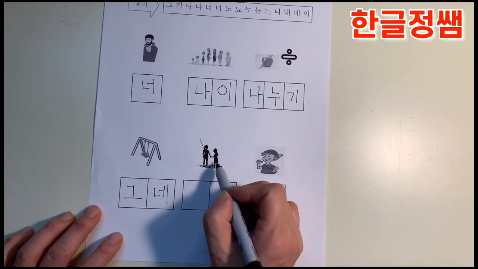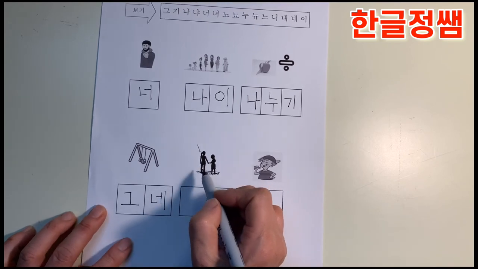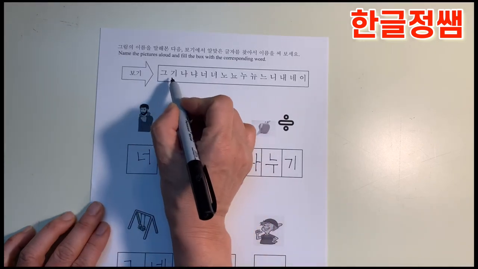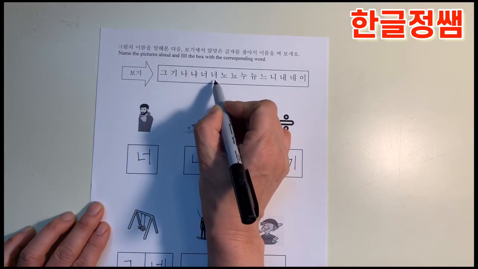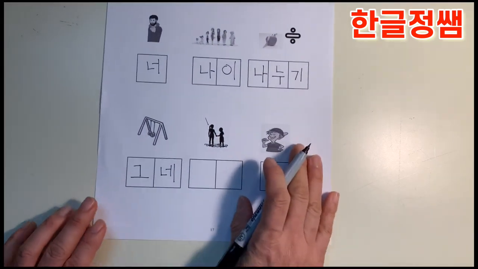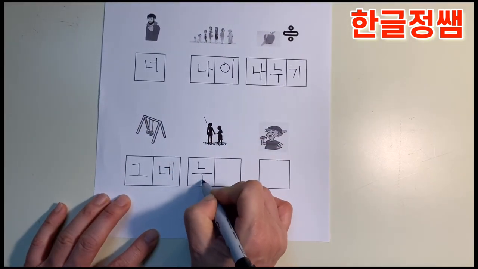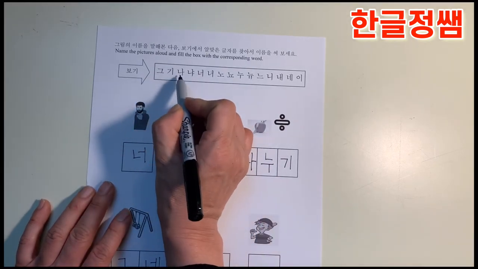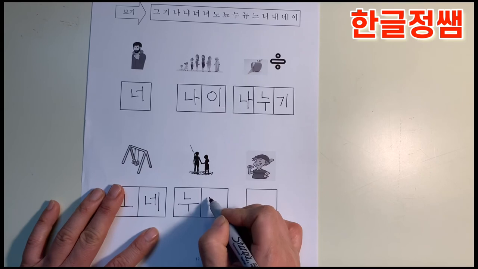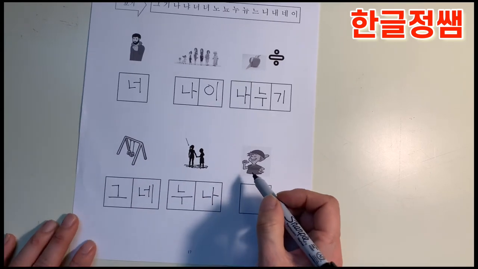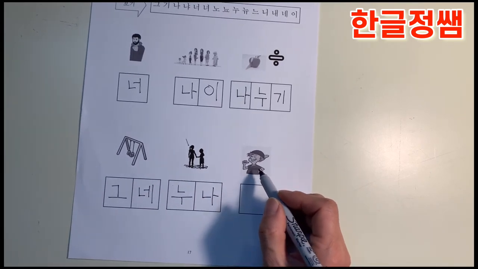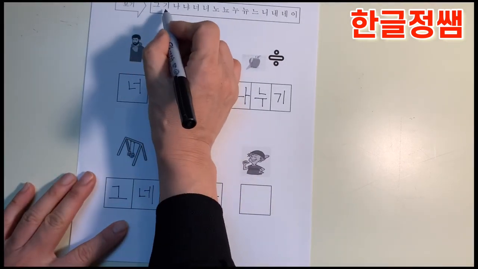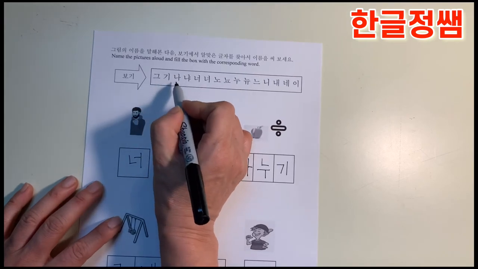This is younger brother and older sister. Older sister is 누나. 그, 기, 나, 냐, 너, 녀, 노, 뇨, 누. 누, 나. We must find 나. This boy pointing me. Me, myself is in Korean 나. 나.